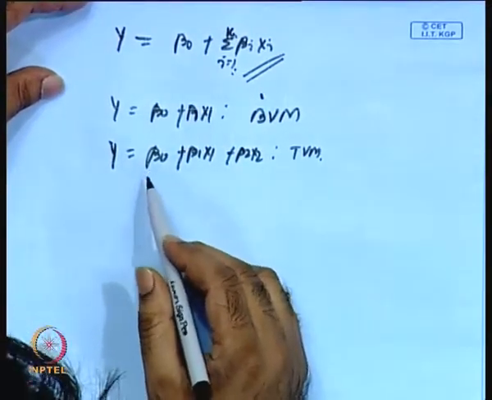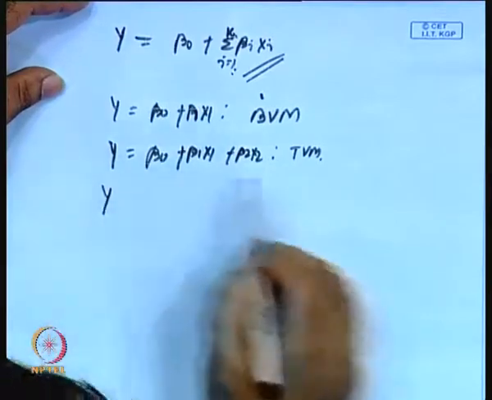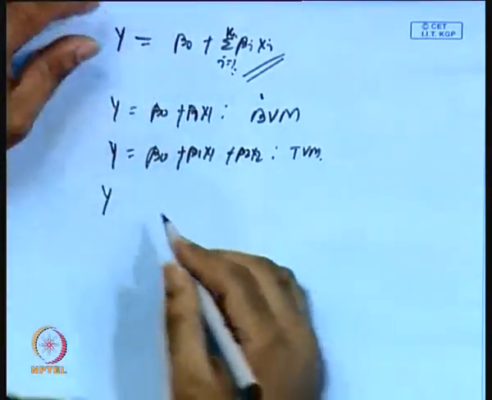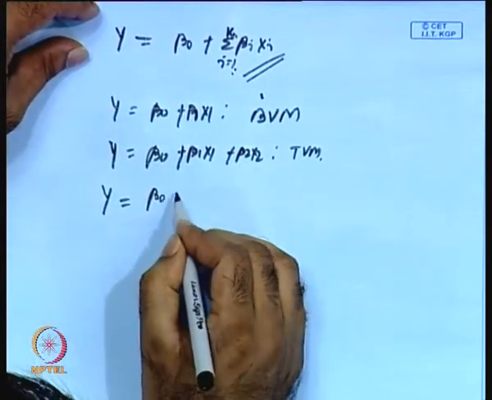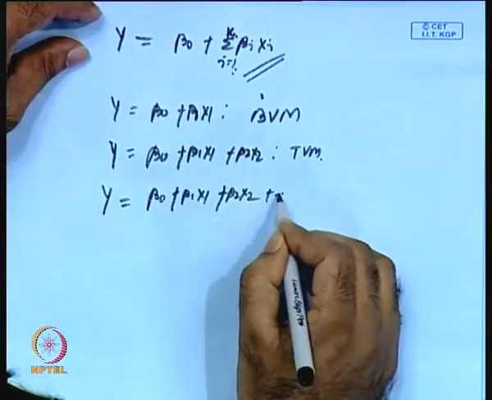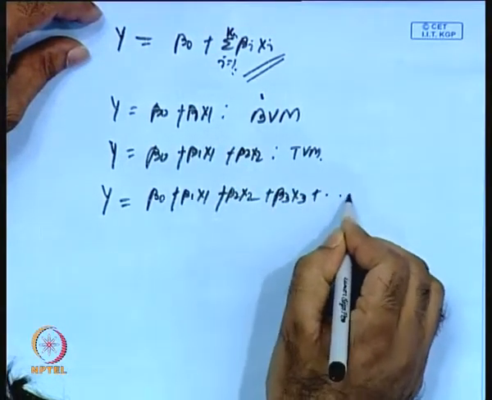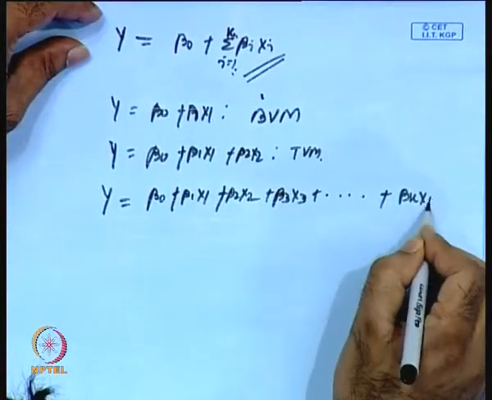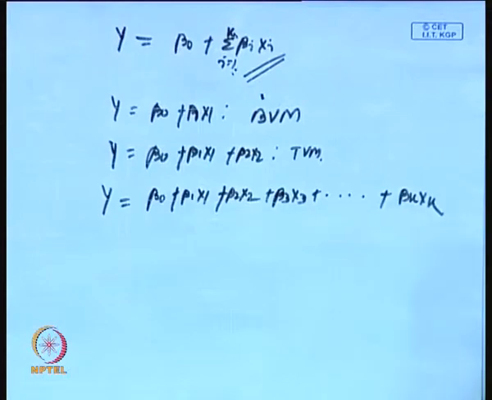The complexity will start when we go for i equal to 1 to k. That means the system will be beta 0 plus beta 1 x1 plus beta 2 x2 plus beta 3 x3, and so on, continuing up to beta k xk. This is the mathematical generalization of multivariate models, the mathematical form of the model. Here the model says that your k independent variables have an interaction with y.